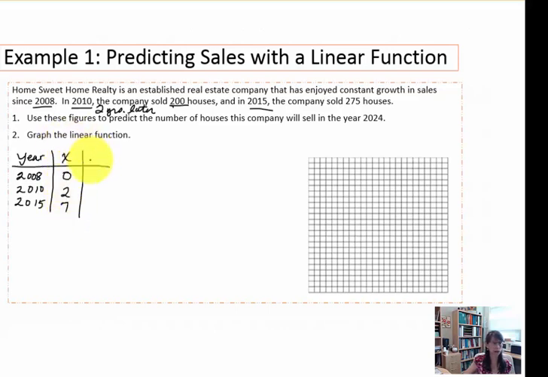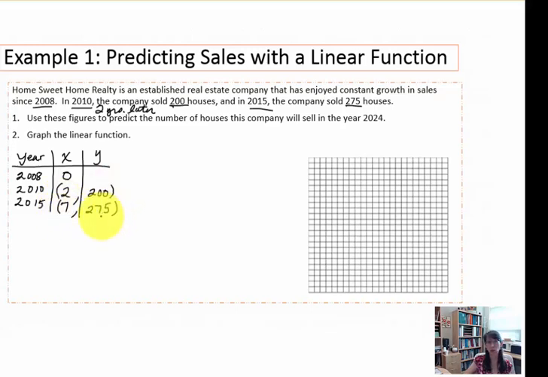Then we need our output value. So the output value would be our y value, and that would be number of sales. So we were told that in 2010 there were 200 houses sold. So in 2010, that's 200 houses sold. And in 2015, there were 275 houses sold. They did not give us information on the year 2008, so we don't write any corresponding y values there. But now maybe you can see that we actually have generated some ordered pairs. 2, 200 and 7, 275.